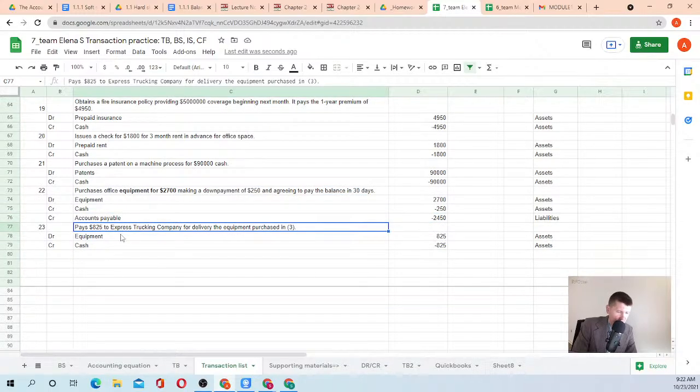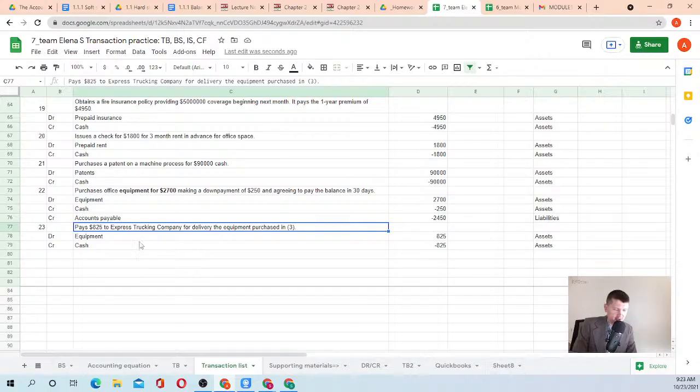And the last one: pays $825 to an express trucking company for delivery of the equipment purchased. That's also a tricky question, because common sense says that when we pay for trucking, for transportation, it feels like it should be an expense. But in accounting, sometimes it is different from common sense.